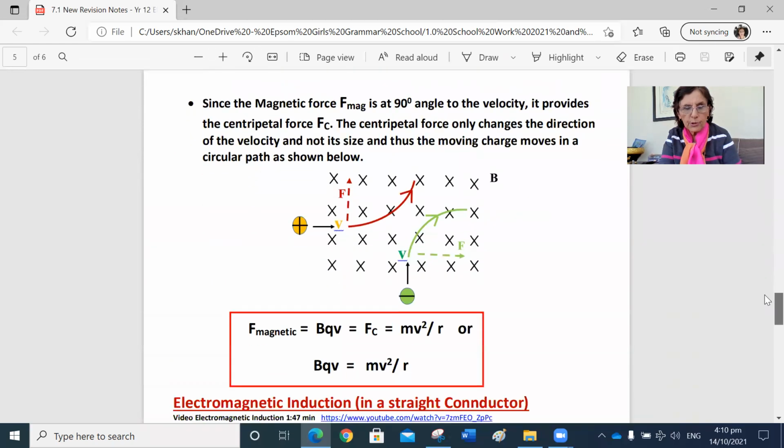I will show you here. So this positive charge experiences a force in that direction, so it will go in a circular path of certain radius, but we will figure that out in a minute. This charge will go in a circular path because it was experiencing a force in that direction, so it will move in a circular path like that one.